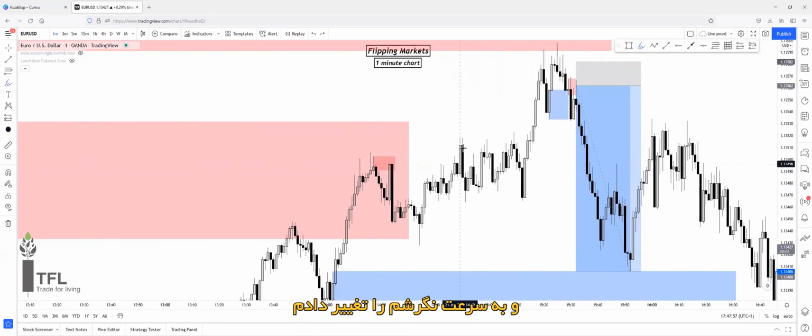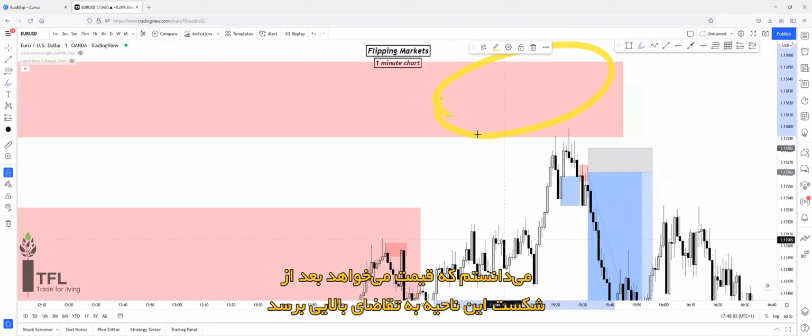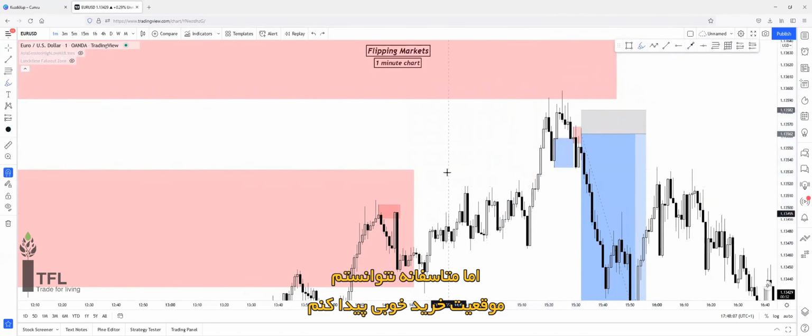I took a break-even trade here. I quickly changed my bias. I knew that price is going to break above this supply zone and tap the upper supply zone. So in this region, in this 1 minute region, my bias was bullish. Unfortunately, I couldn't find a good long entry up to this supply zone.